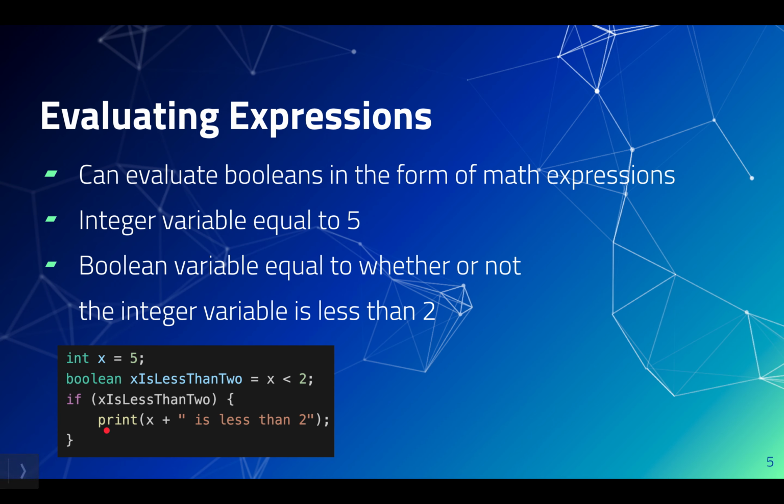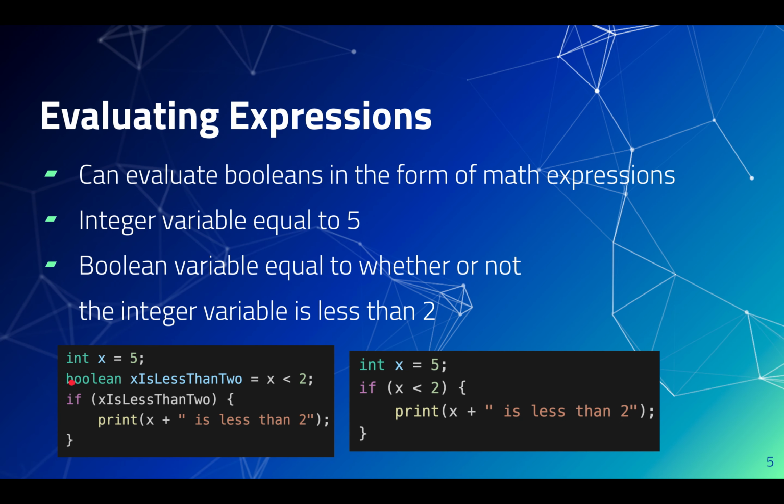But this seems like a lot. Do we really need to create a Boolean variable every single time we want to compare numbers? We can avoid the whole Boolean variable altogether and just put the expression inside of the if statement. So this code will accomplish the same exact thing, and it avoids using another variable. We have our variable x, and then we just bring our expression right into the if statement, and it'll be evaluated as true or false. And since it's false, it still will not run.